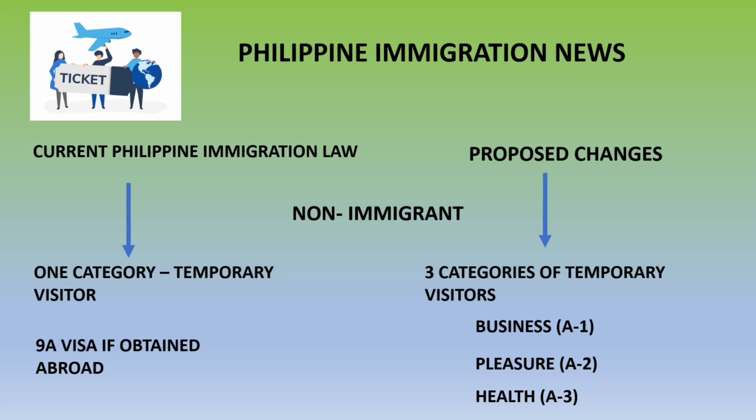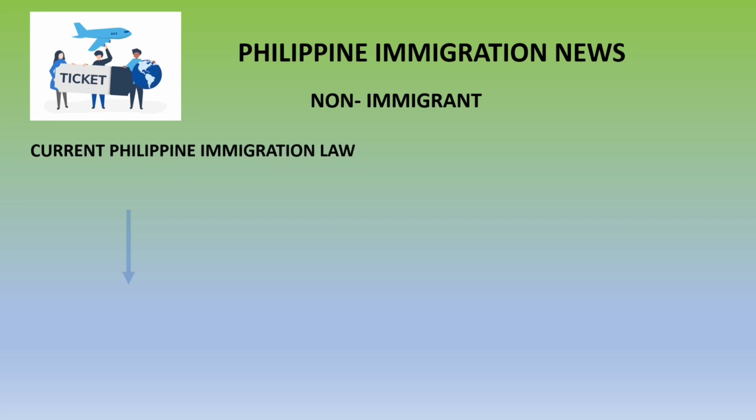Under the current Philippine immigration law, there is only one category of temporary visitor. However, under the proposed changes, there are more categories. For business, it will be called A1 visa, for pleasure, A2, and for health, A3. I'm going to discuss all the different types of non-immigrant visas later in this video. Let's move on to the other differences.